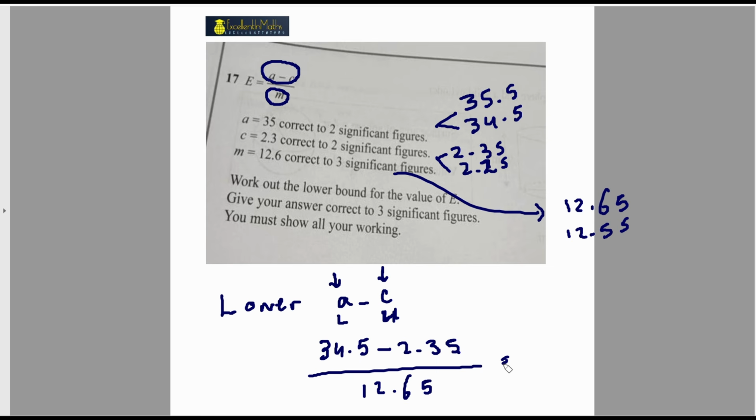You put that all on your calculator, so 34.5, take away 2.35, all over 12.65. So I got here 2.541501976. He wants that to 3 significant figures, which is going to give me 2.54, the final answer.